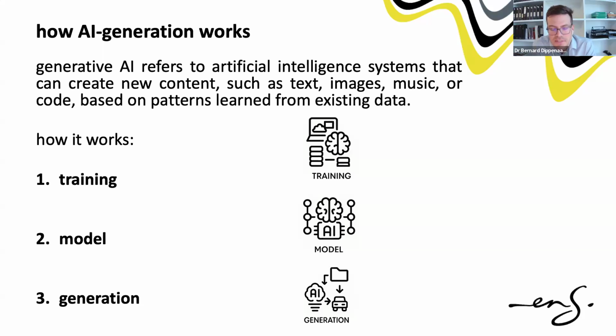Then you've got models. These are typically neural networks or especially deep learning models like generative adversarial networks, and then also the typical large language models that we've heard about a lot. Finally, there's the step of generation. Once the AI has been trained, it is capable of producing new content by predicting what comes next in the sequence, by combining the learned features in novel ways.